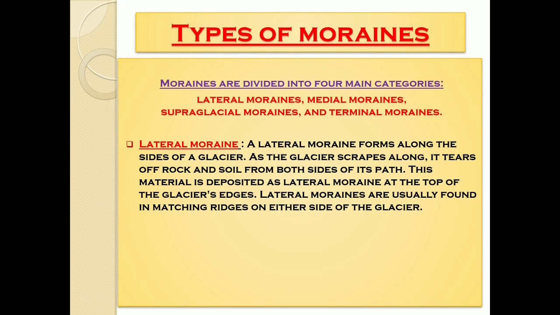A lateral moraine forms along the sides of a glacier as the glacier scrapes along. It tears off rock and soil from both sides of its path. This material is deposited as lateral moraine at the top of the glacier edges. Lateral moraines are usually found in matching ridges on either side of the glacier.